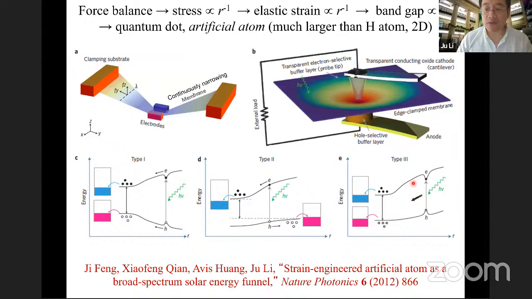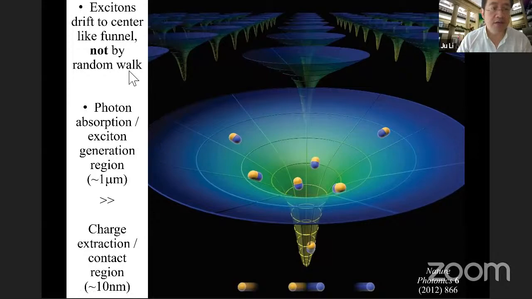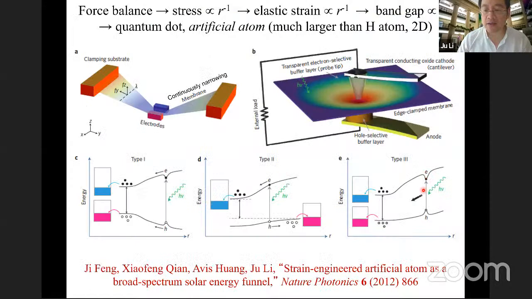And so what this is doing is quite different from traditional photovoltaics. In traditional photovoltaics, if you generate, let's say, an electron-hole pair, you rely on a random walk of this before it hits an interface where there is a built-in field which can separate the electron and hole.